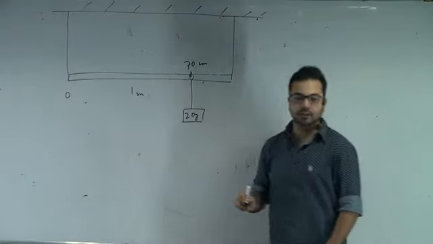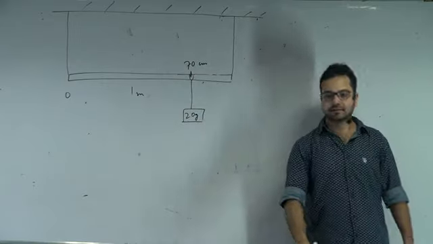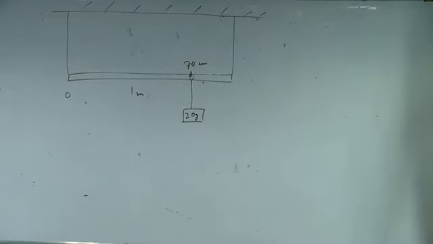Okay, there's a meter rule. On the 70 centimeter mark, there is something suspended which has a mass 20 gram. ठीक है? That's clear. Okay, so you have to find out the tension in both the strings.